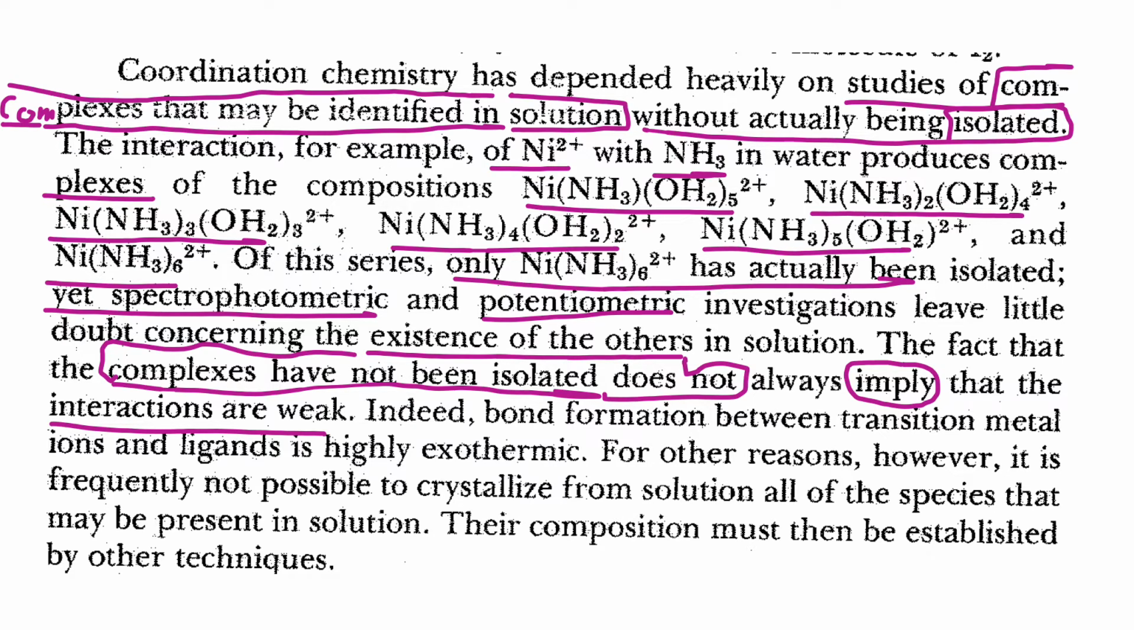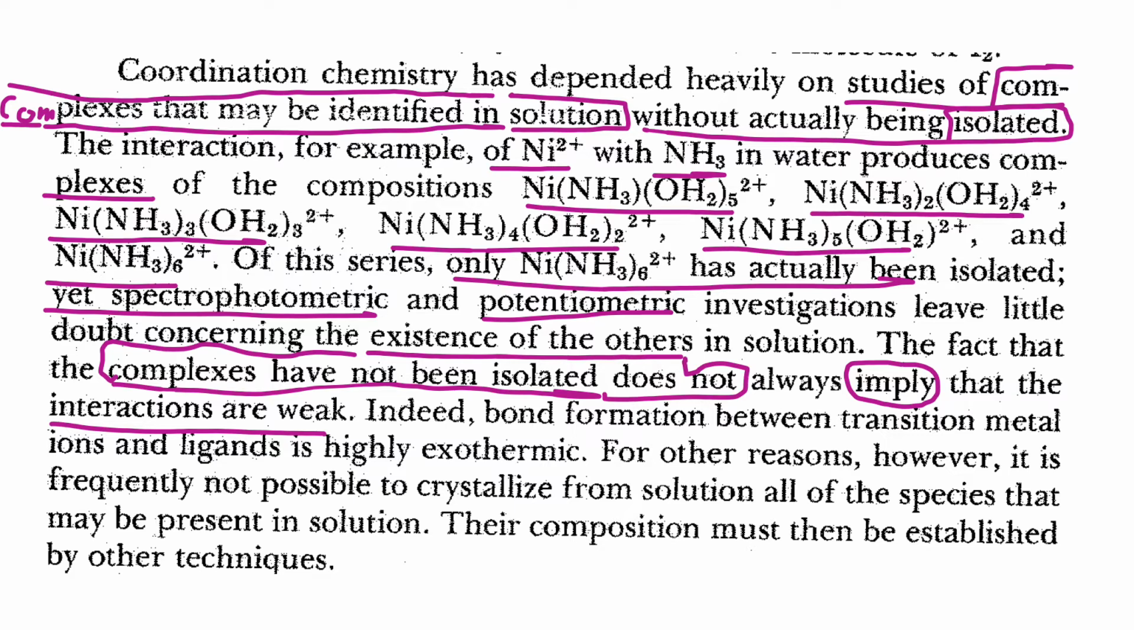For example, nickel, when you put it with ammonia, you form 1 to 1 ammonia and 5 H2Os, 2 ammonias to nickel and 4 H2Os, 3 ammonia to nickel and 3 H2Os. Now, these complexes cannot be isolated from solution, so we can characterize them inside the solution. And this chemistry is very important. It tells you how many ligands are around the metal in solution without getting the complex out of solution.